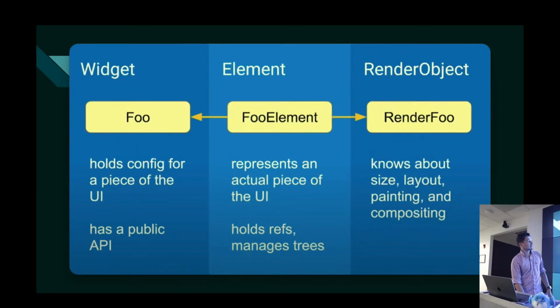If you were to look at this in a practical example, if you had a widget called Foo, it might have another class called FooElement, which is the element representation, and then RenderFoo, which would be the render object. Again, the widget holds the configuration for a piece of the UI and has a public API. The element represents the actual piece of the UI, holds references, and manages the trees. And then the render object is actually going to know about the size, the layout, the painting, and any other compositing things that you would have at paint time.